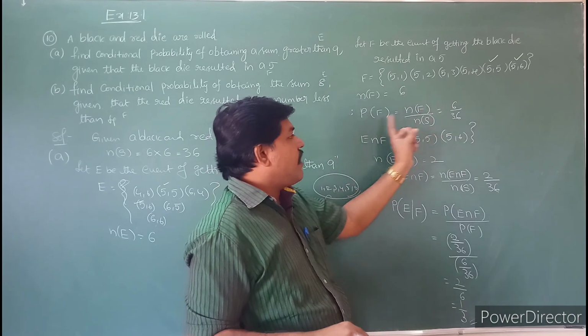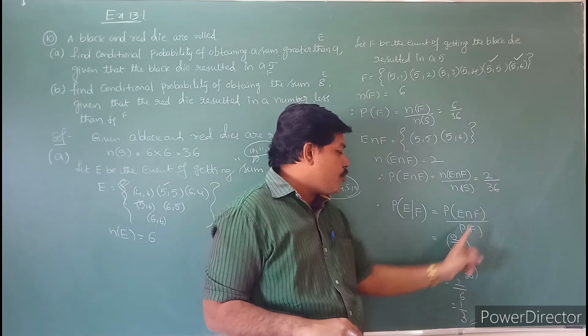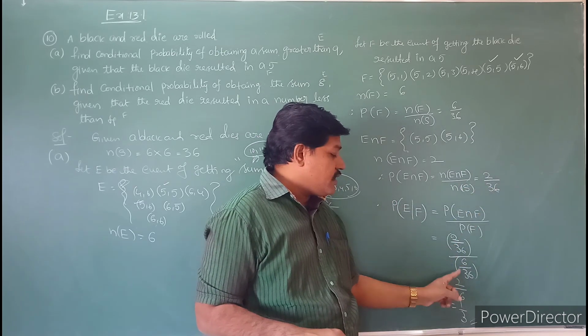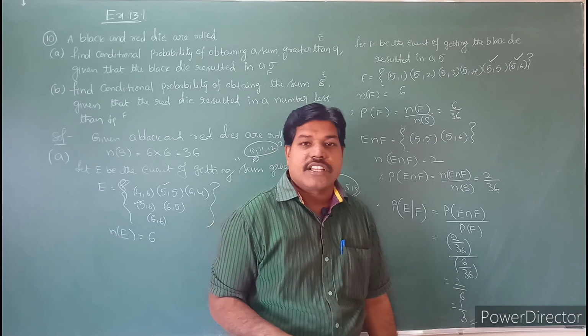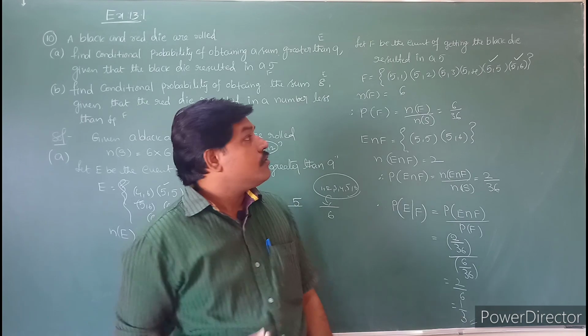Probability of F is 6 by 36 and probability of E intersection F is 2 by 36. You can cancel the 36 here, you will get 2 by 6, which is nothing but 1 by 3. Okay. So see that question, students.